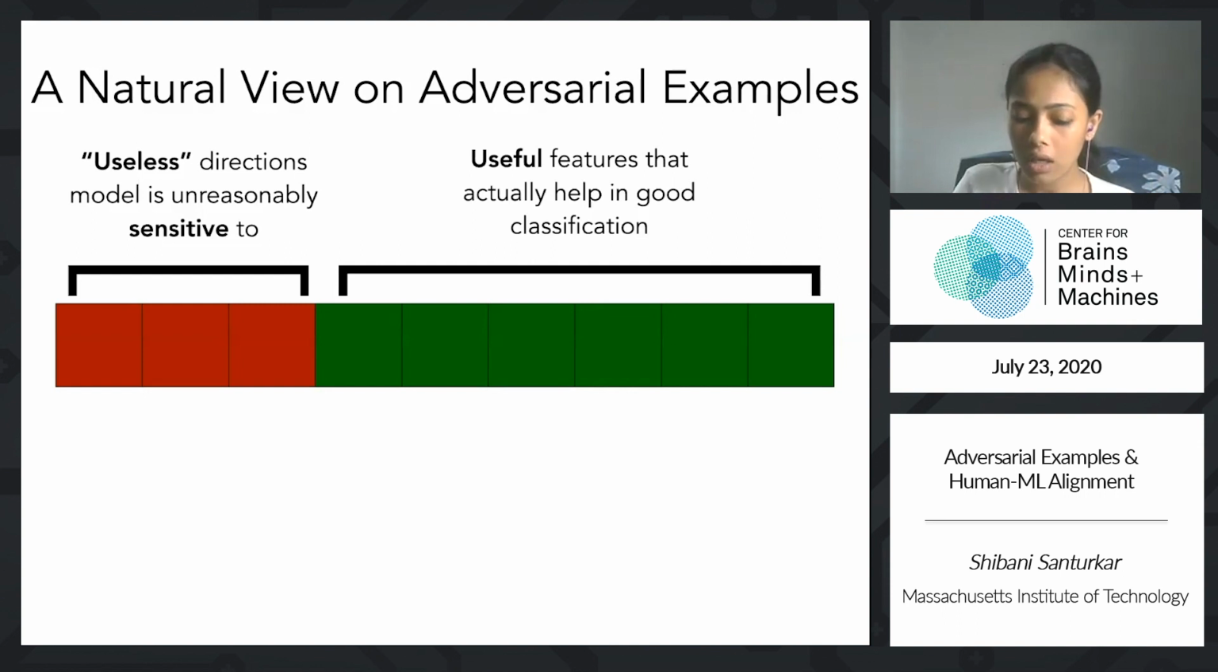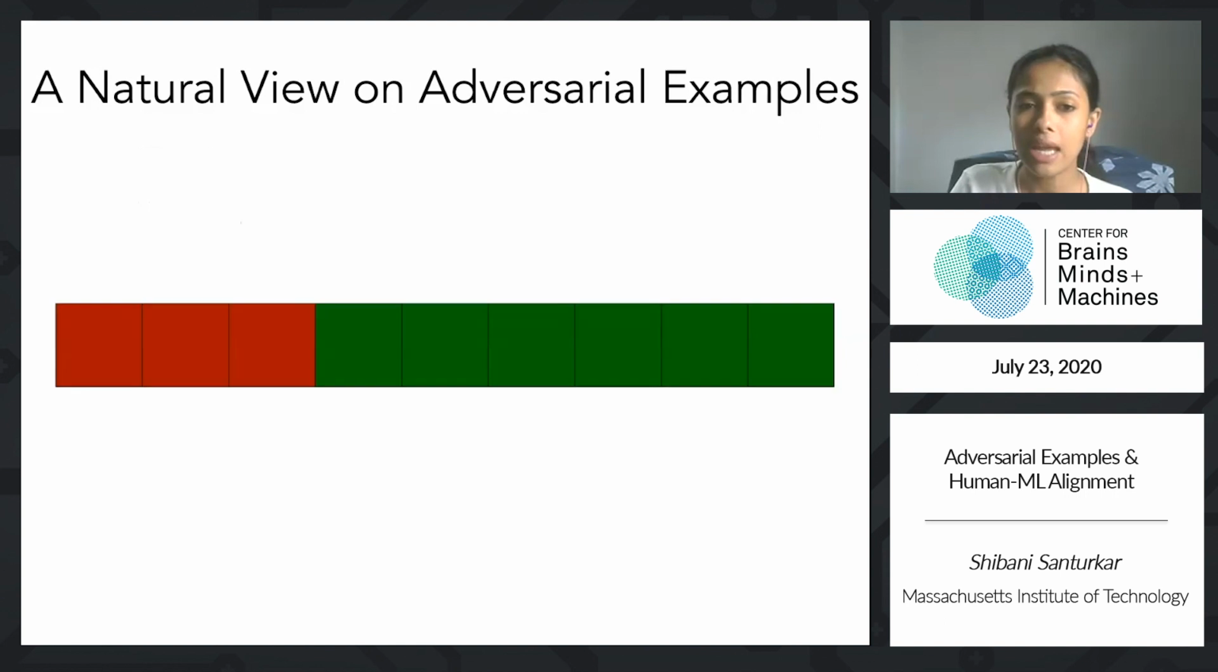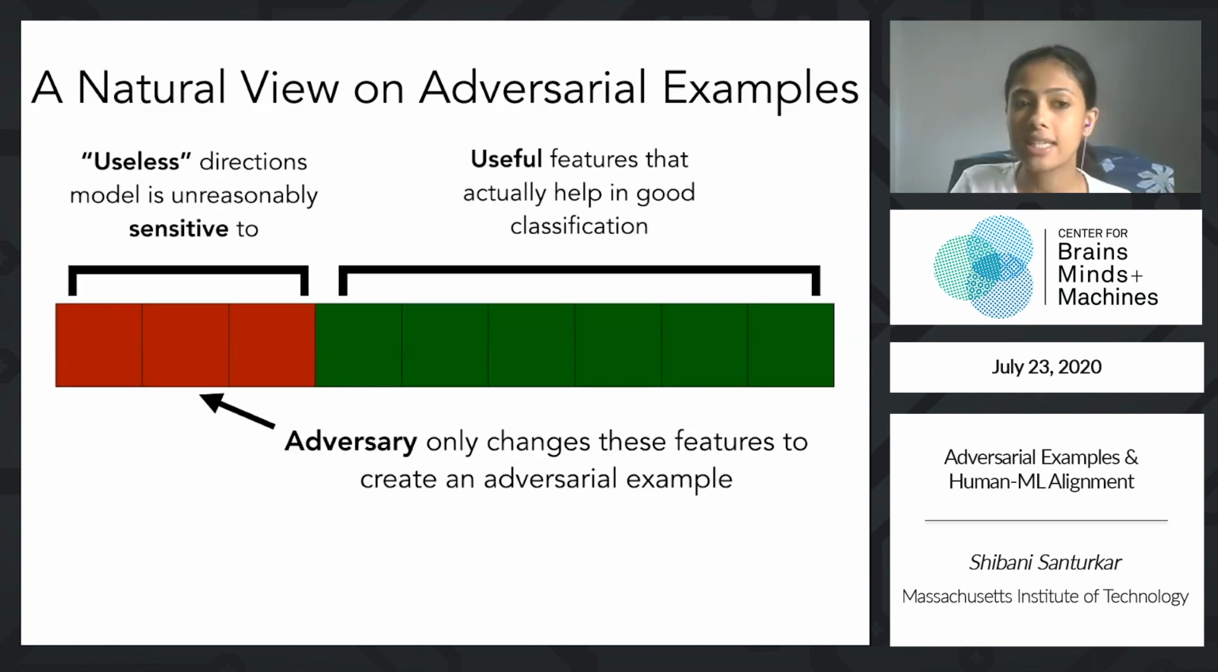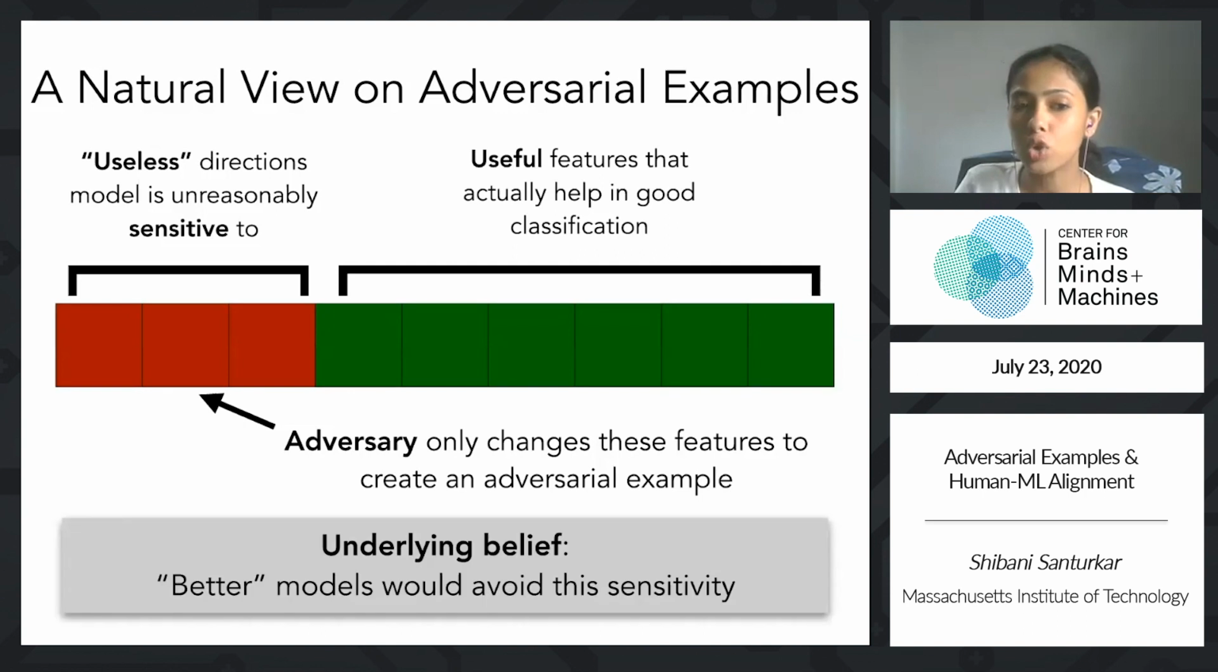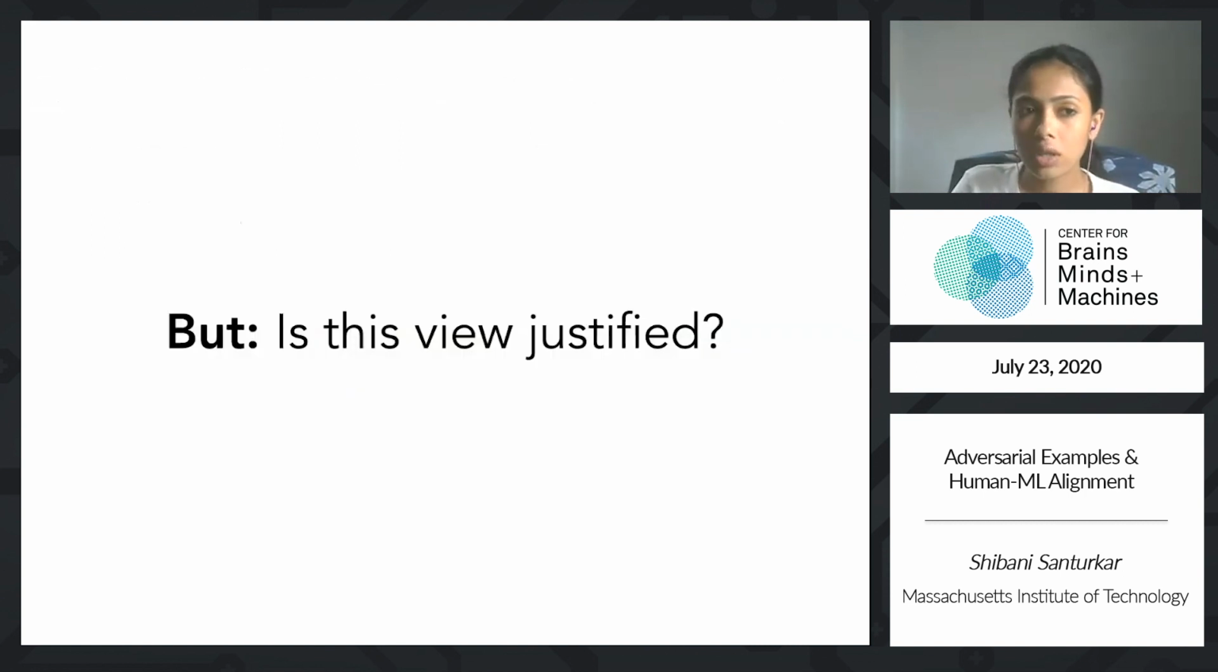And the innate hypothesis for adversarial examples seems to be that the adversary is exploiting these useless directions in your data. It's somehow exploiting these unreasonable sensitivities your model has, and as you build better models, in some sense, they will go away. So the question that we try to explore in some of our recent work is: is this view justified? Are adversarial examples actually meaningless?